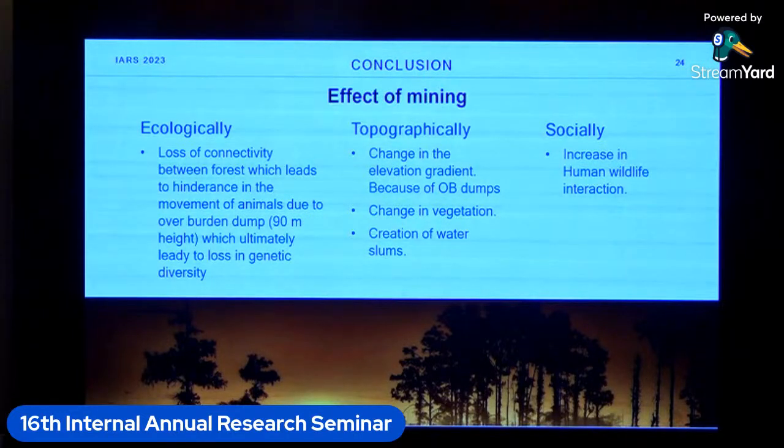How topographically? Because our dumps are created, land reclamation work is not done. So water sumps have been created and overburden dumps also create elevation differences in the land. How socially? As mining is in the protected area as well as near the mining area, settlements are also increasing. So around the protected areas the settlements are also increasing. So obviously the human wildlife interaction is going to increase.